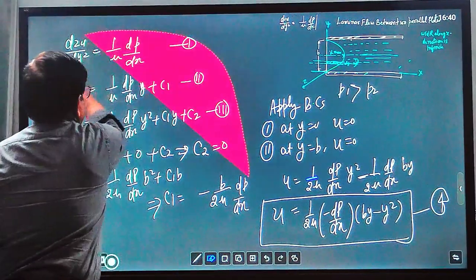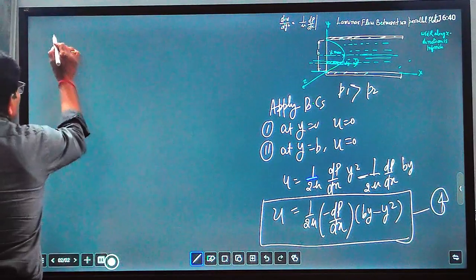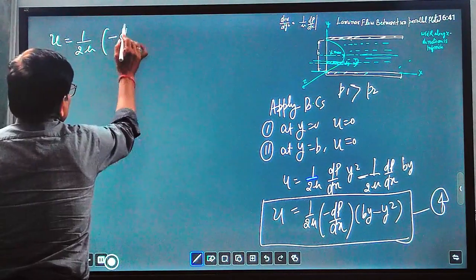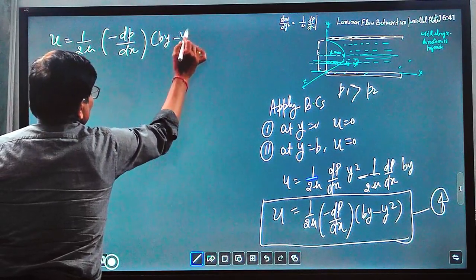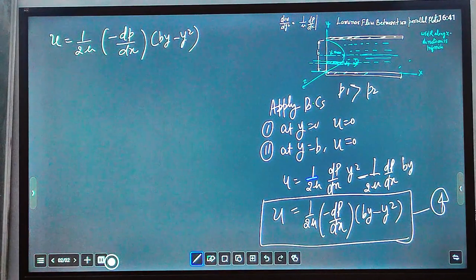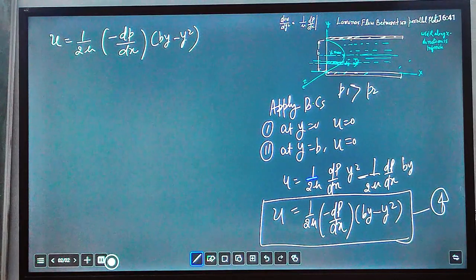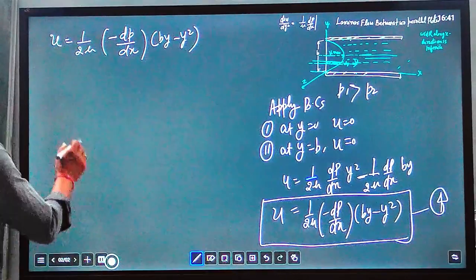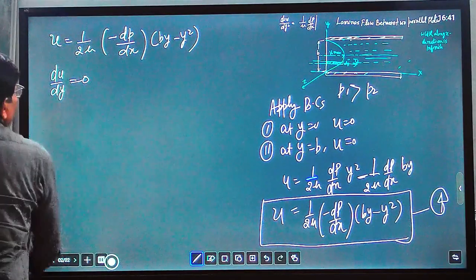So now let us take only the final equation. This is the general equation that we will always consider: u equal to 1 upon 2 mu, minus dp by dx, into by minus y square. Now what is the condition of maximum velocity? Where is the maximum velocity occurring? For maximum velocity we differentiate this, because u is varying with y. So du over dy equal to 0 for maximum velocity.